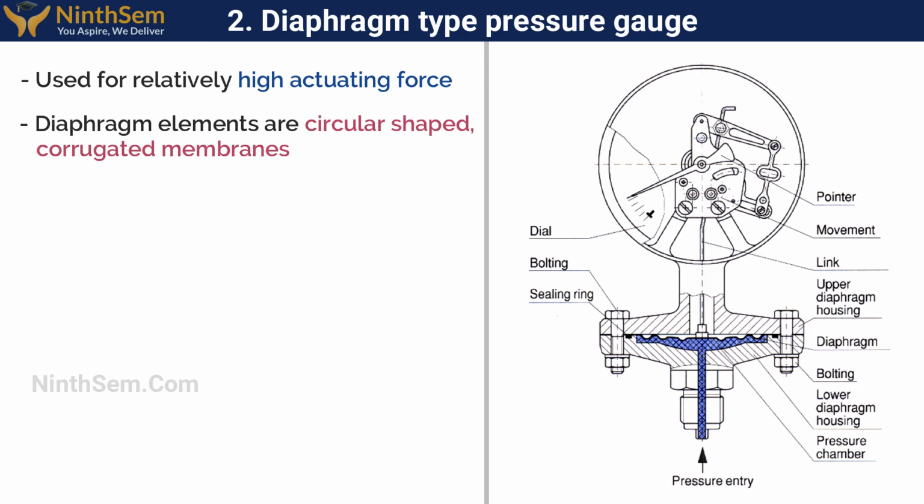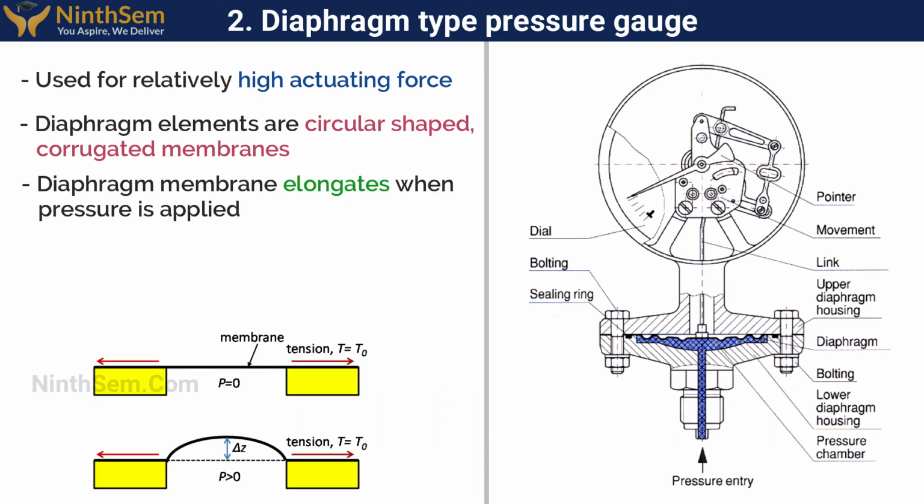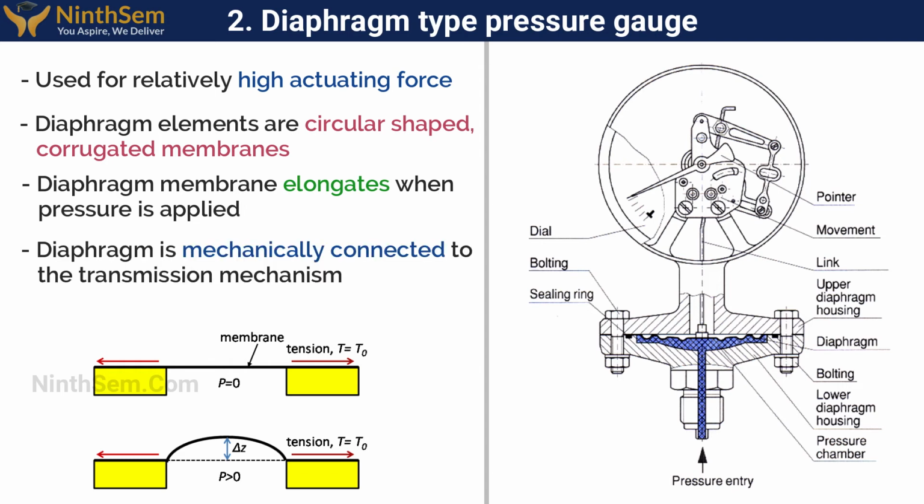The diaphragm element is a circular shaped corrugated membrane. When pressure is applied at the bottom, the diaphragm membrane elongates. The diaphragm is mechanically connected to a transmission mechanism which will amplify the small deflection of the diaphragm and transfer it to the pointer, which is attached over a scale which will show the pressure.